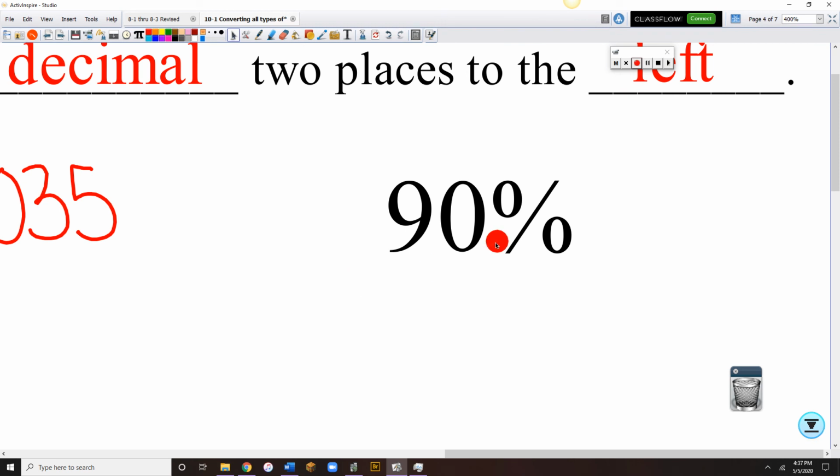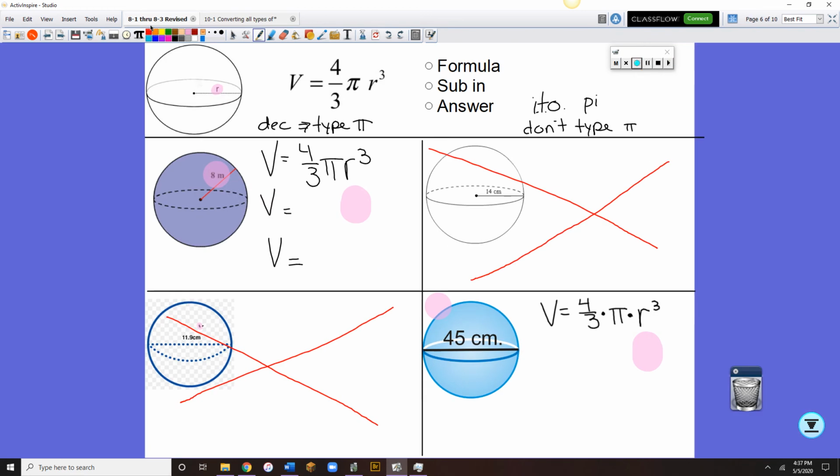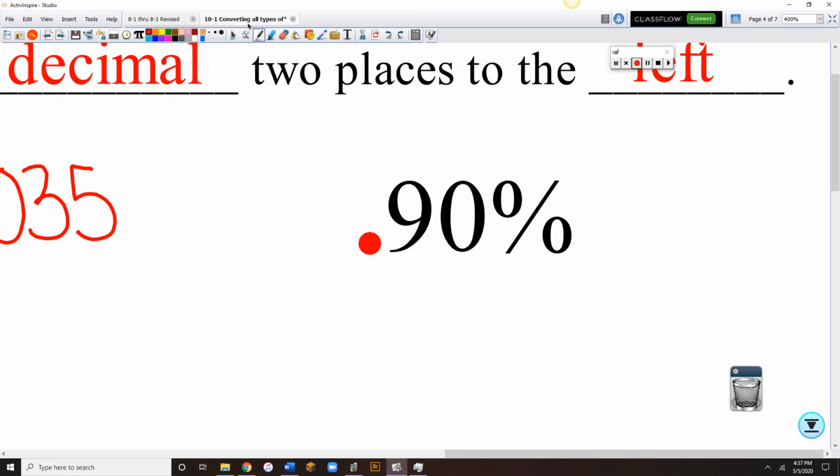Okay, 90%. Again, there's no decimal in it already, so I will put one at the end, and then I will move it 2 times. I included this example because of the 0 right here. Technically, because it ends in a 0, I really don't need it. I can just put 0.9, and you should know that 0.9 and 90% are the same thing. It's not like 0.9 is 9%, but it's not going to be wrong if the 0 is there. They mean the same thing.